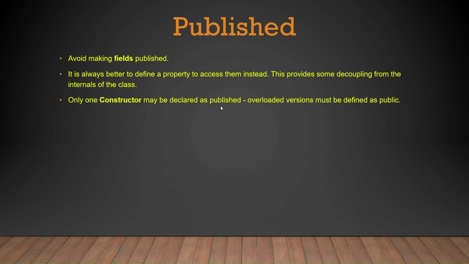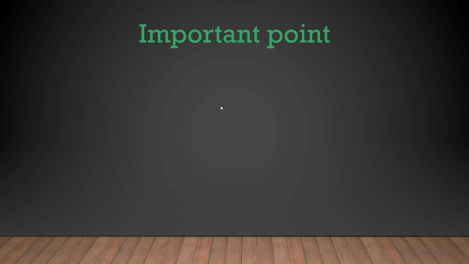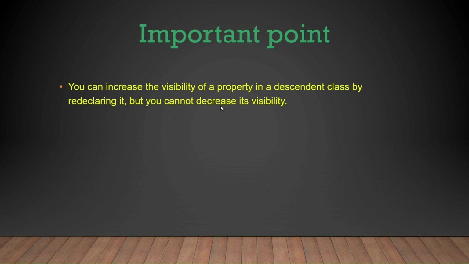Only one constructor can be declared as published. Overloaded versions must be defined as public. So a published property cannot return an array. So here is how we can declare the published. Now a few of the important points we need to remember.